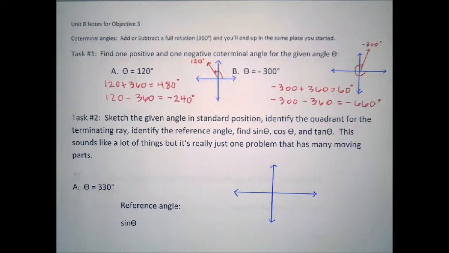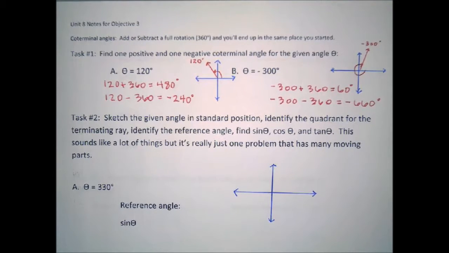So fairly simple little task right there. Okay, task number 2. There's a lot of instructions. It's real wordy, but it really isn't that bad. If we had an angle of 330 degrees, the first thing, let's figure out where that is and identify the quadrant of the terminating ray.